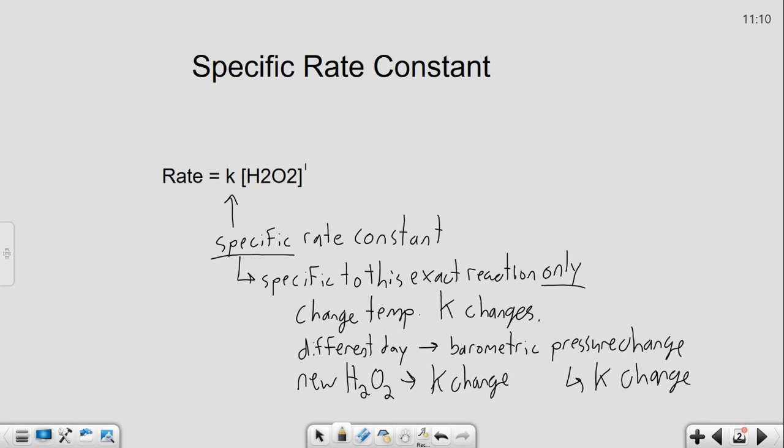So K is very specific to the reaction you're doing. If you needed to calculate rates for something, you'd basically have to find K first. You'd have to do a mini experiment before you could find your rate constant to use for whatever your real experiment was. So you do have to be very careful with K. It is super specific. I don't know if specific does it enough justice. It's a super specific rate constant. It is only for this exact reaction.